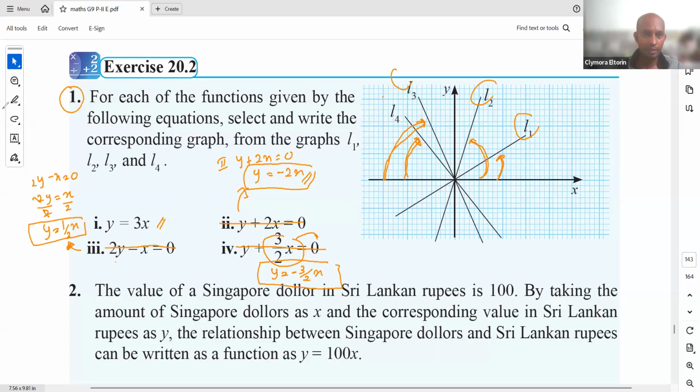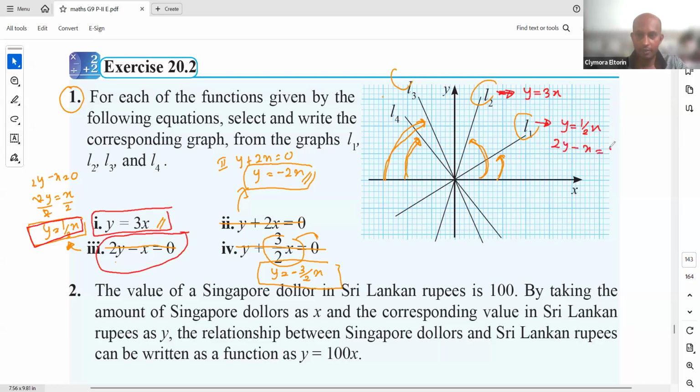Now let's consider which are the graphs here. Positive gradients: plus 3x and plus half x. How to map that one? What is the highest gradient? So this one should be L1, mapped to y equals 3x. L2 is going to map to y equals half x. What does half x mean? What's the gradient? What's the equation?